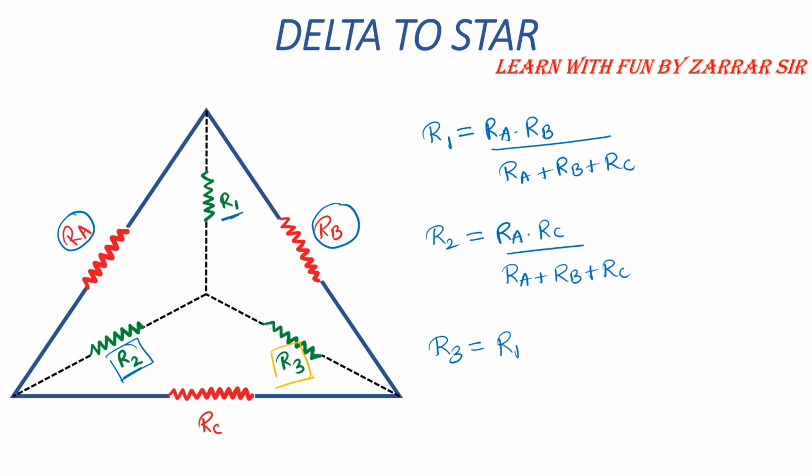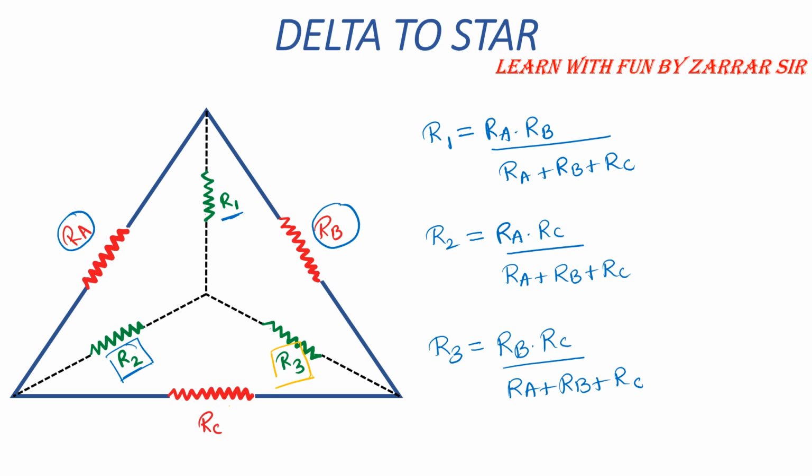R3 is RB into RC upon total resistance RA plus RB plus RC. So just remember this fundamental. The resistance that you need to calculate, you have to consider the adjacent resistance towards it and the total resistance across it. So R1 will be RA into RB upon RA plus RB plus RC.